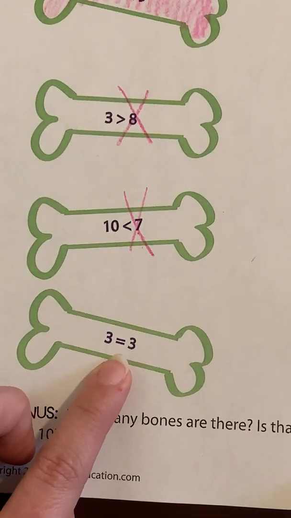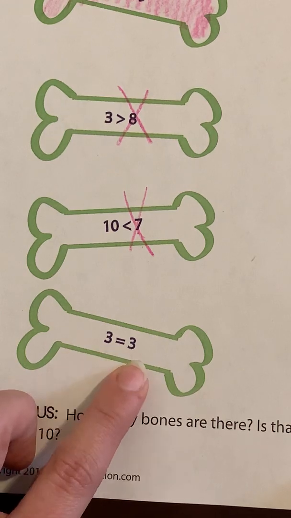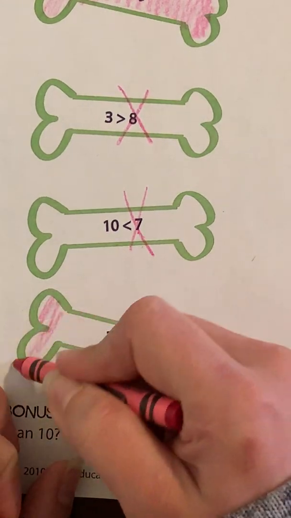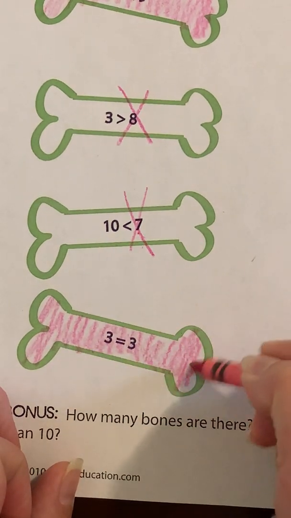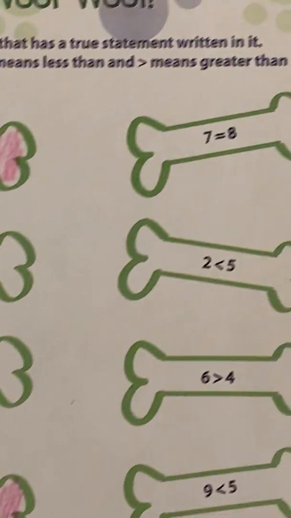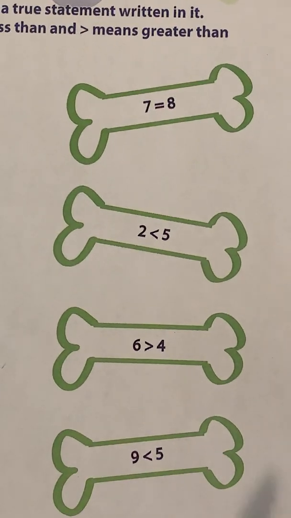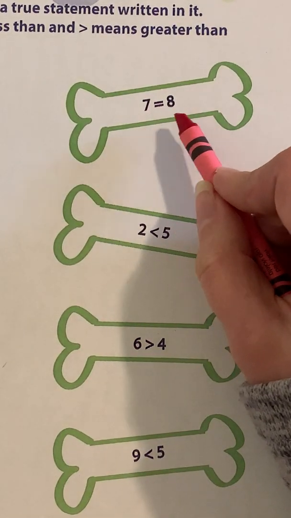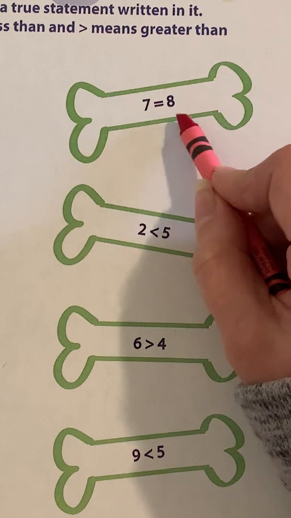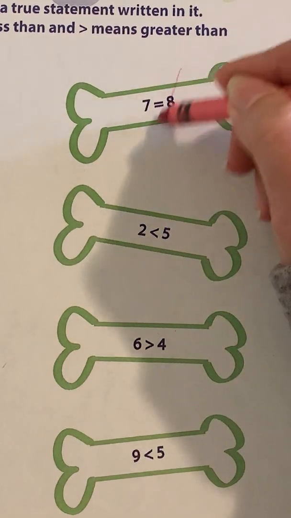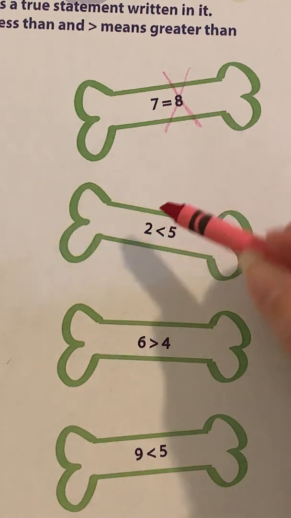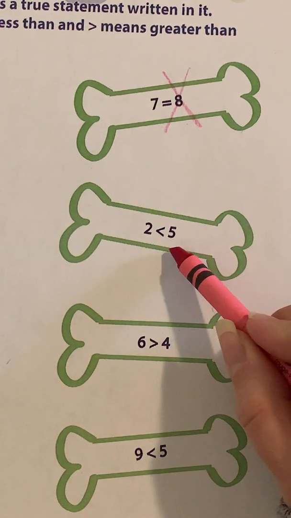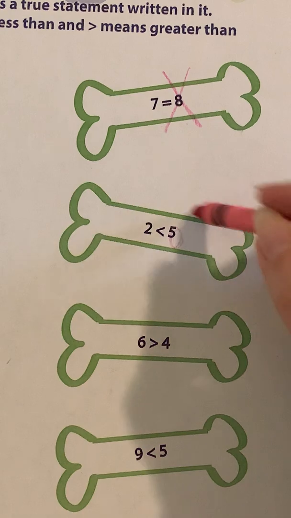3 is the same as 3. Is it equal? Yep. 7 is equal to 8. These numbers are not the same. 2 is less than 5. Pac-Man's eating more.